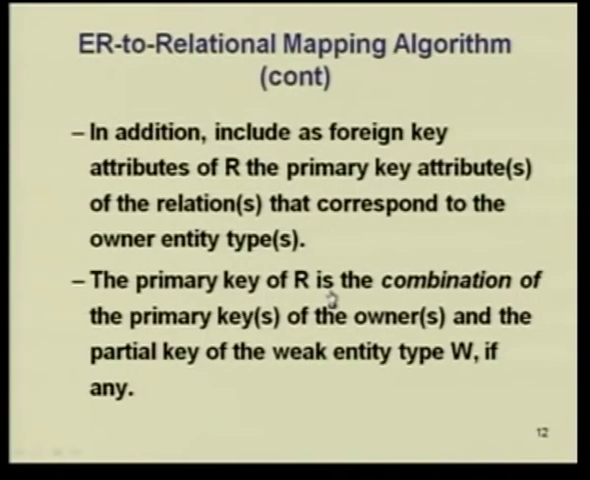The primary key of the final relation, that is the weak relation, is the combination of the primary key of the owner and also the partial key of the weak entity type W, if there are any partial attributes. So, I will just repeat it. When we talk about a weak entity type, we will create a relation associated with it, and all the attributes of the weak entity type will be associated with that relation. That is the first part. Then this weak entity will be associated with an owner entity. That owner's primary attribute will come here as a primary attribute of the weak entity type. Sometimes the primary key will in addition contain a partial key of the weak entity type.